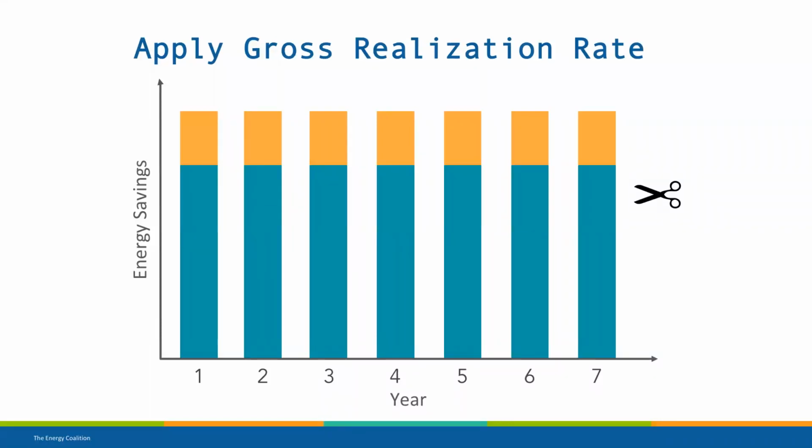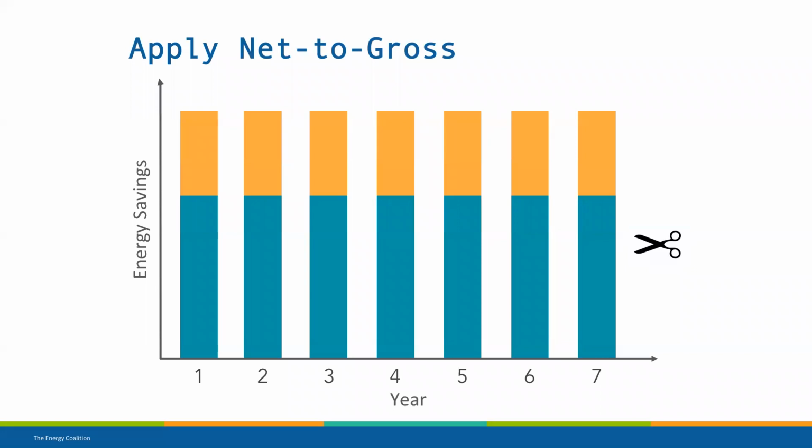All right, and so the next thing we need to apply is that gross realization rate. We need to make sure that we give some safety factor for the energy efficiency savings we can reliably deliver for grid planning purposes. So we make another cut. Next slide, please. Next slide, please. So now we need to account for those free riders, for participants taking advantage of program services who didn't really need them to complete the installation of the measure. And so we further reduce the energy savings recorded for the measure.